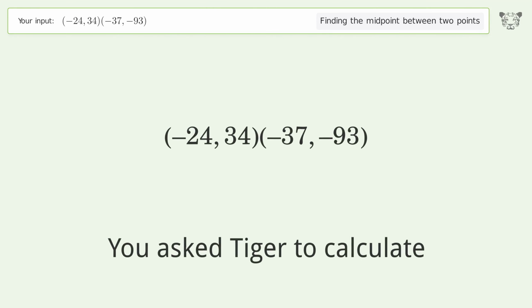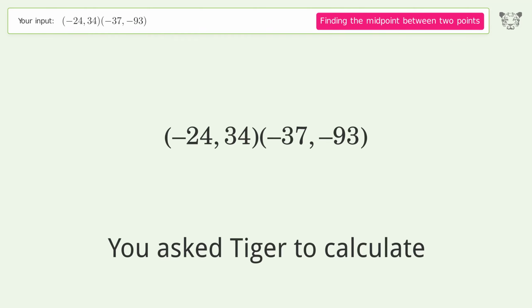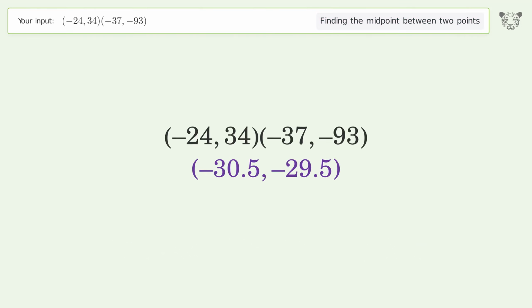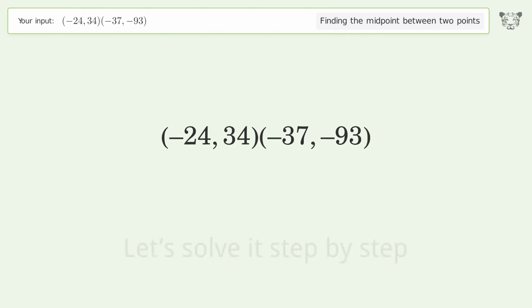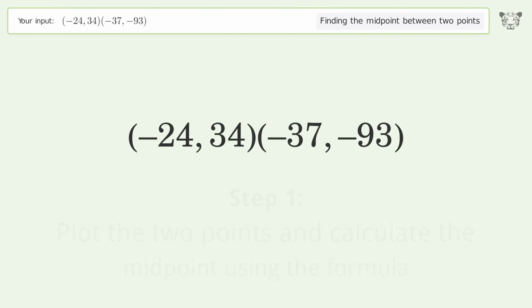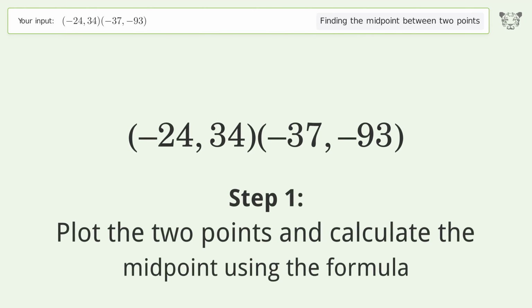You ask Tiger to calculate. This deals with finding the midpoint between 2 points. The midpoint between the 2 points is -30.5, -29.5. Let's solve it step by step. Plot the 2 points and calculate the midpoint using the formula.